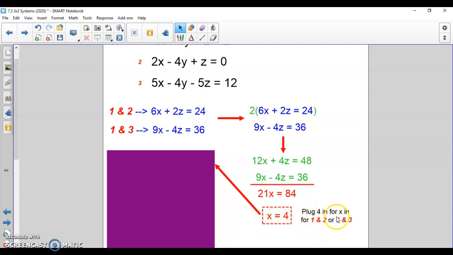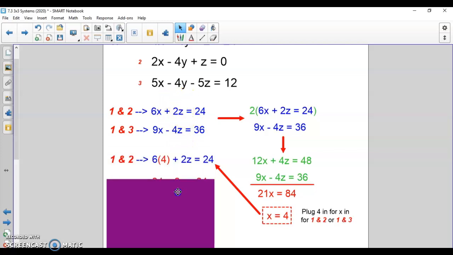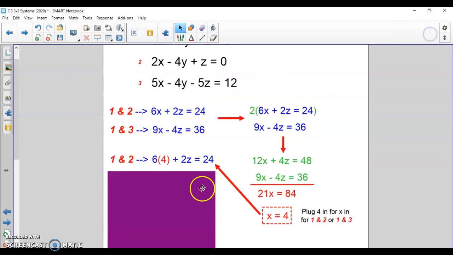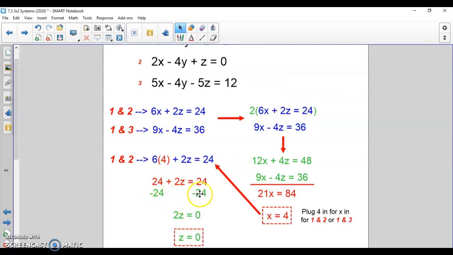Now I got to plug 4 in for x, since that's what x equals, in equations 1 and 2, in this top one or this bottom one. It doesn't matter which one, you just kind of pick. I'm going to pick the first one. Number 1, it's smaller numbers. Number 2, the z is positive, and I like dealing with that. So I'm going to go ahead and plug it into 1 and 2 for x. Show whatever work you need to there. You can see pretty basic steps happening. Now we get negative 24. Subtract 24, we get 0, and that's okay. z just equals 0, so we got that.